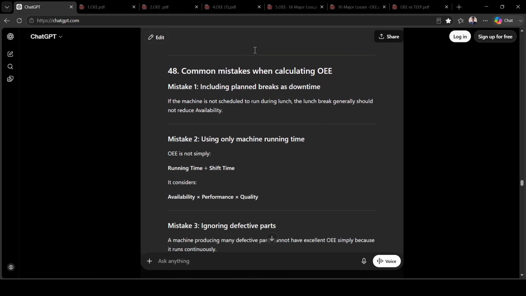So, common mistakes when calculating OE. Mistake 1, including planned break as downtime. If the machine is not scheduled to run during lunch, the lunch break generally should not reduce availability. Mistake 2, using only machine running time. OE is not simple runtime divided by shift time. You must consider availability times performance times quality. So this is the machine runtime.